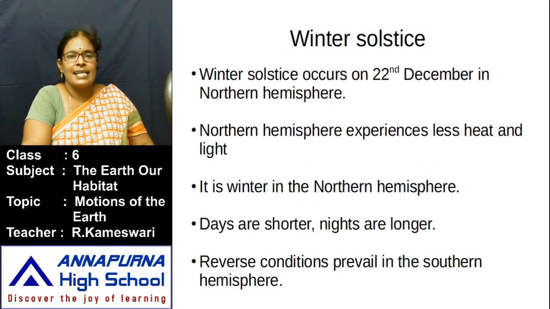Winter solstice occurs on 22nd December in the northern hemisphere. The northern hemisphere experiences less heat and light. The southern hemisphere experiences more heat and light. It is the winter season in the northern hemisphere. It is the summer season in the southern hemisphere. Days are shorter, nights are longer in the northern hemisphere. Days are longer, nights are shorter in the southern hemisphere. So this is about our winter solstice.